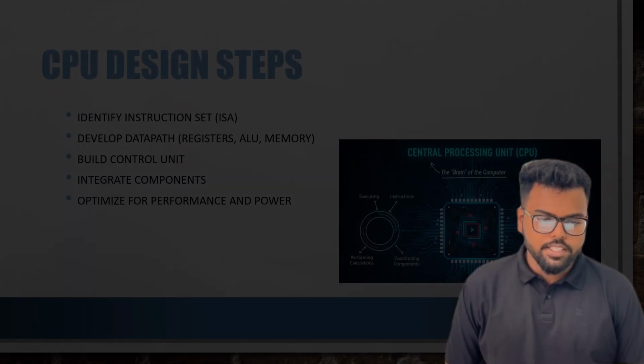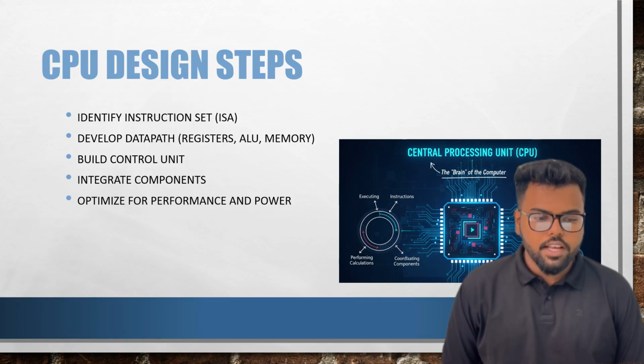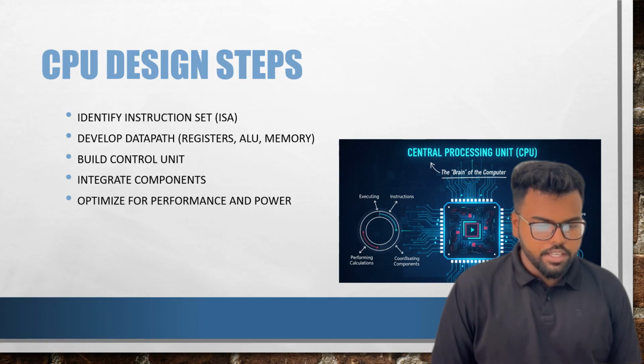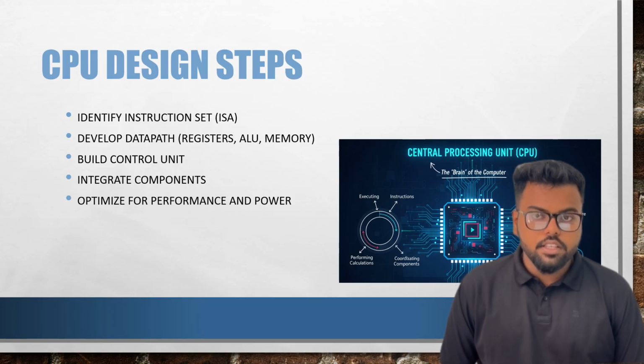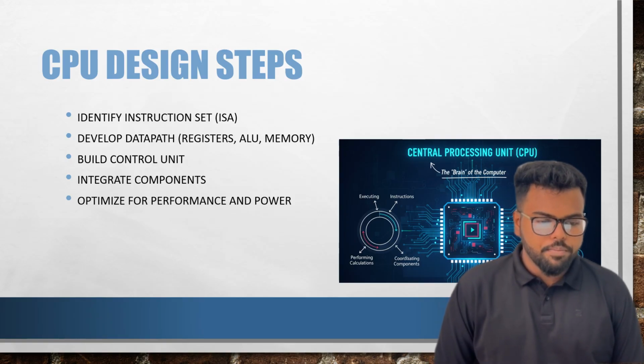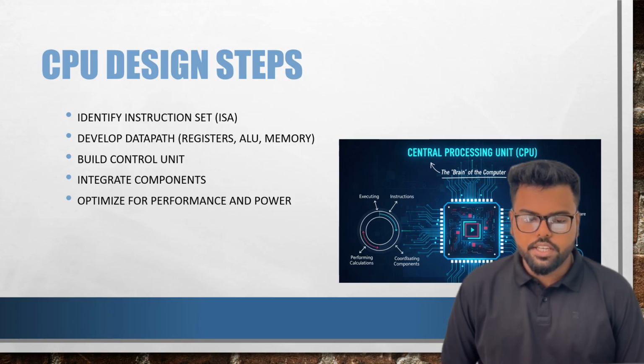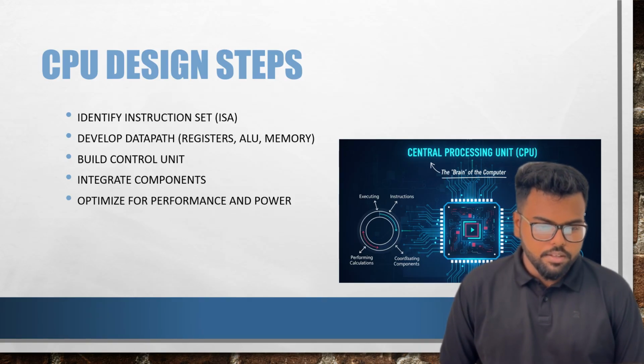Okay, I will explain CPU design steps. There are three main steps: instruction set architecture, data path, control unit. Designing a processor involves several important steps. First, we define the instruction set architecture, which tells the CPU what it is capable of doing. Next, we build the data path, which includes registers, the ALU and internal buses.